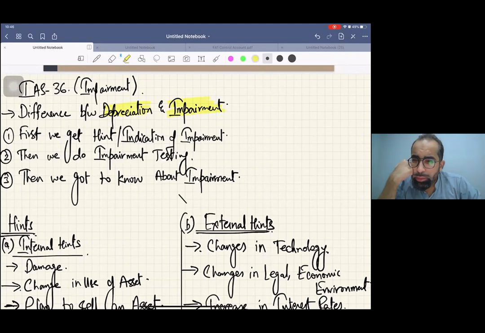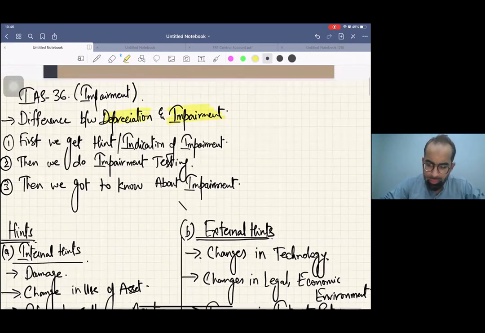Second example. Let us say you bought iPhone 7 and after a year, a new model of iPhone came. So definitely with the new model, with the new technology, the old technology gets obsolete. So the value of old technology goes down with the introduction of the new phone, right? So this is also impairment. This is not depreciation, right? So don't forget the difference between depreciation and impairment. This was the first thing. I hope you have done this in basics as well.